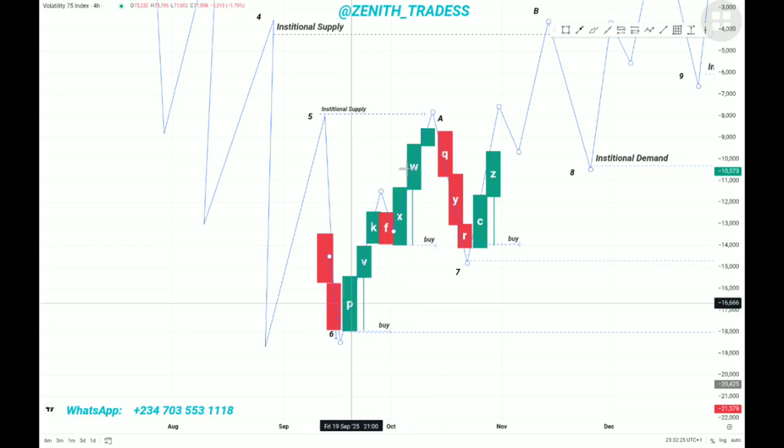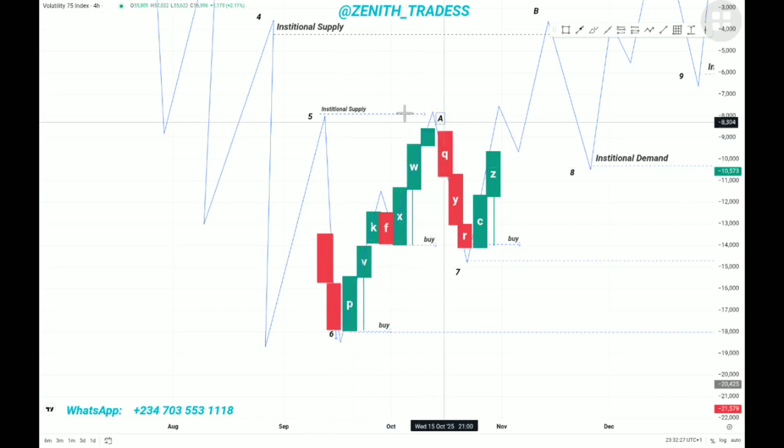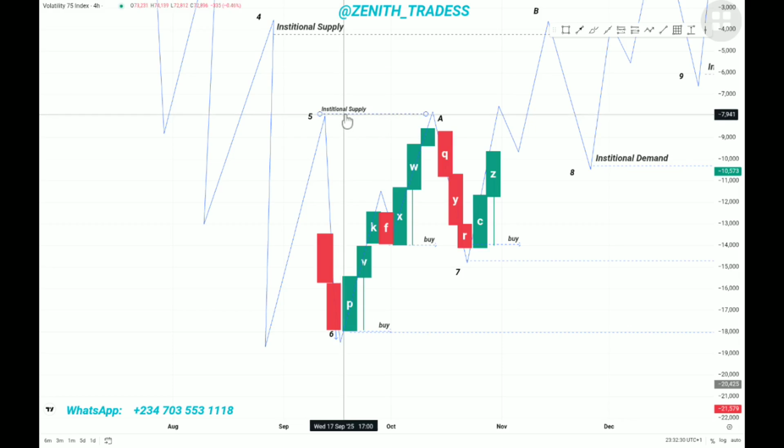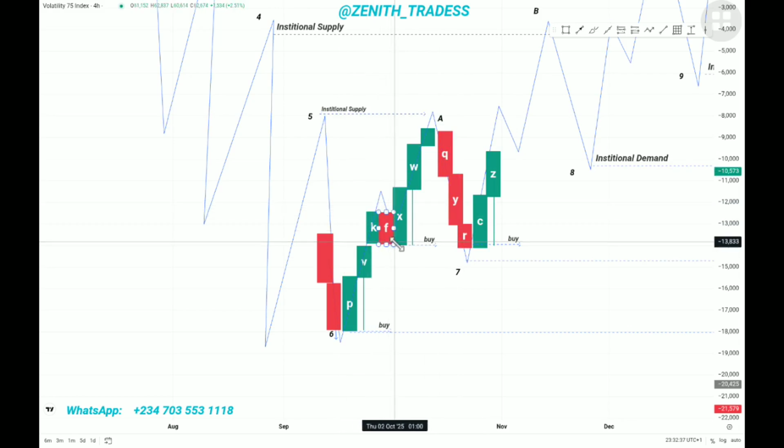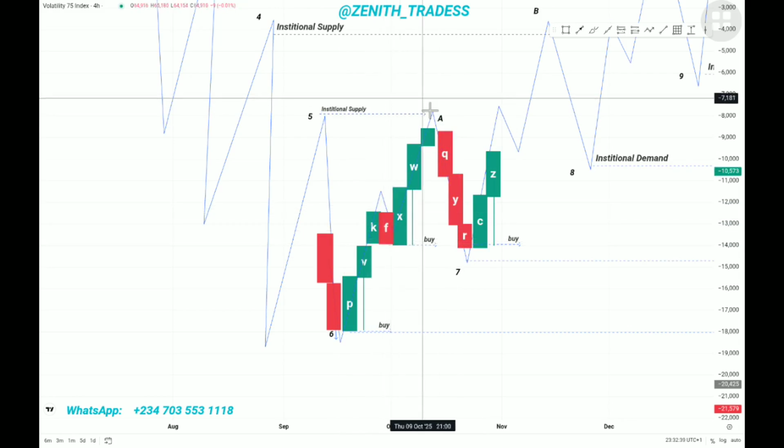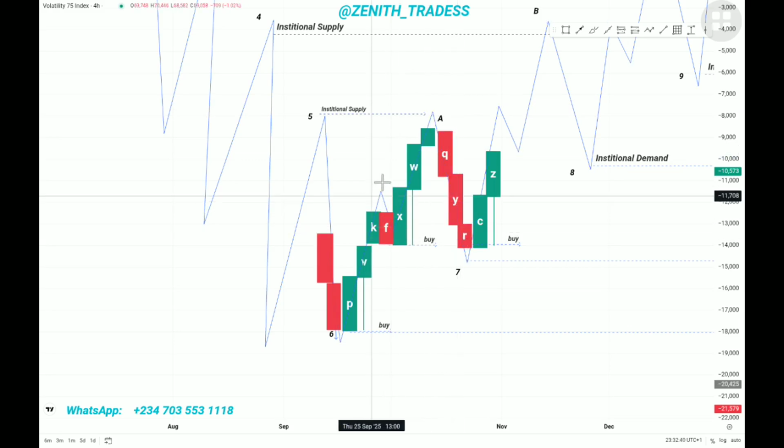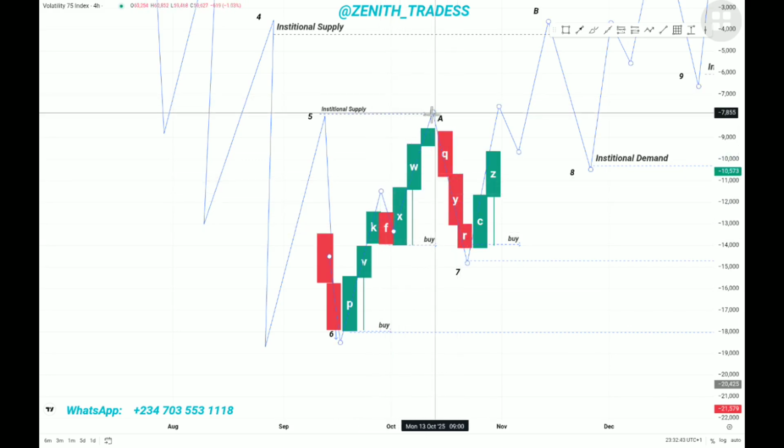Now this is an impulsive. The objective is to mitigate this supply zone, and once it mitigates, then the corrective move will start. Minor reaction, major reaction. Minor reaction is from a minor I, major reaction from a major I.